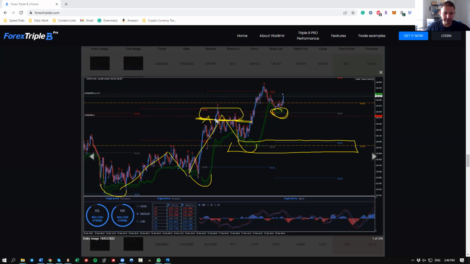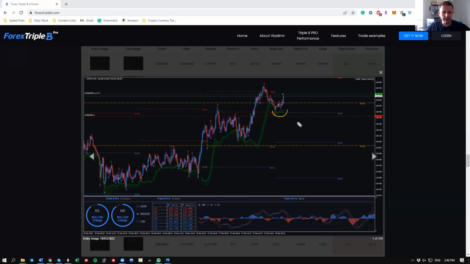Look what happens here. How many times it rejected? After it managed to break it, it becomes a supportive area. And not just that, Bollinger Bands, but of course the daily pivots. Look at that. Daily pivots and weekly pivot here. This is a massive area.